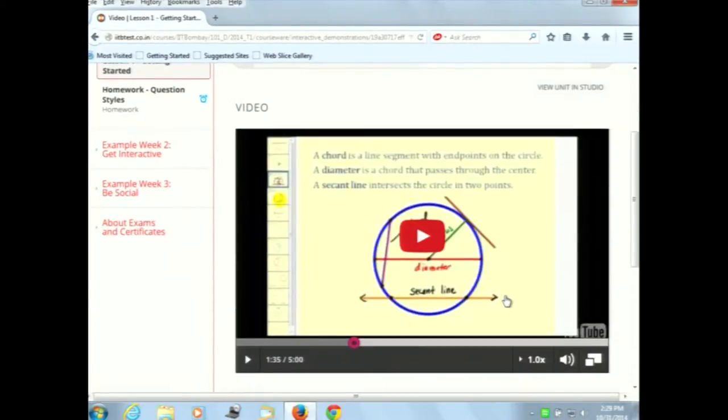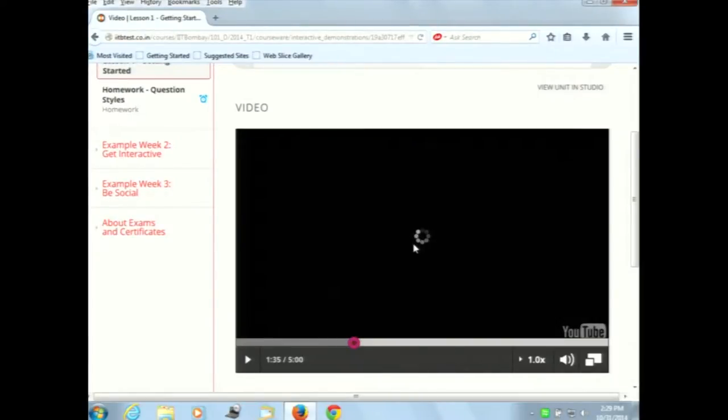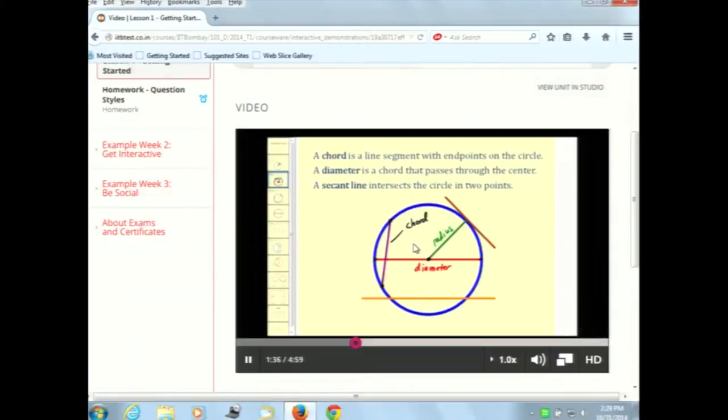This is a video explaining the different parts of the circle in a logical way. So we take a look at this orange line here, assuming that it's a line extending in both directions forever. It intersects the circle in two points, and therefore this would be a secant line.